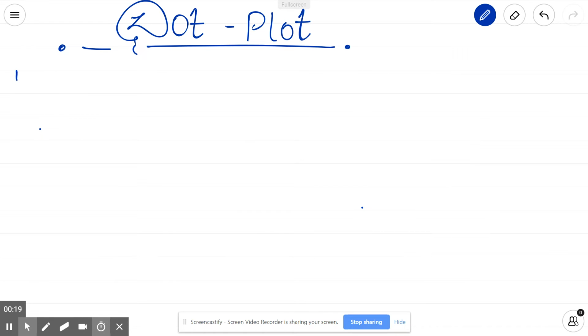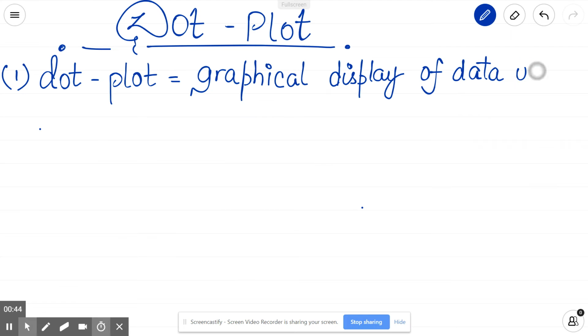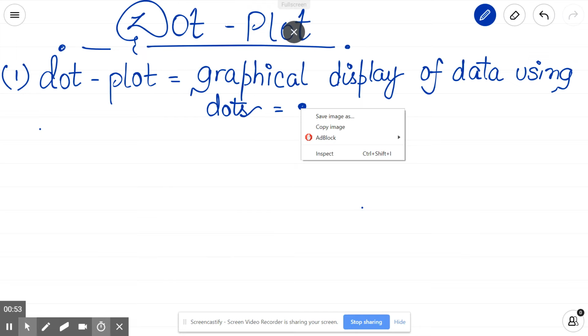So the first thing is the definition or the important terms that we will talk about in this concept. The first one is dot plot. What is a dot plot? Dot plot is a graphical display of data using dots. So you can have a dot drawn something like this, and that is what you'll show in your data.